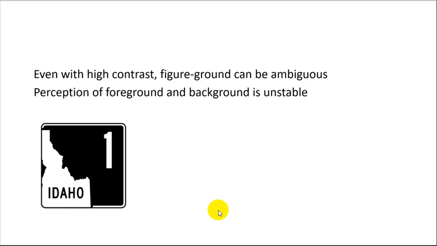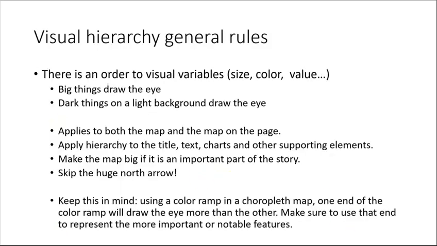So sometimes the contrast is so high that the figure ground is still ambiguous. I mean, do you see Idaho or do you see kind of the old man looking down? Anyway, okay. So just so that we're all on the same page, the general rules of visual hierarchy.